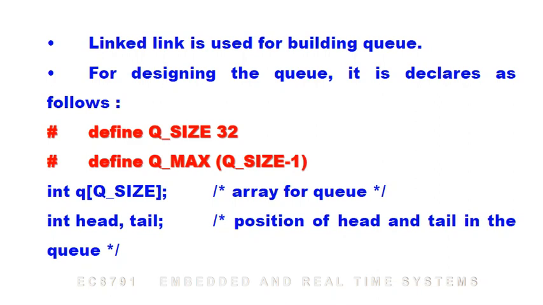Suppose an int queue array is equal to queue size. It is denoted as the defined constant. The array for the queue is allocated. Okay, int head, tail for the queue: the positions of head and tail in the queue.